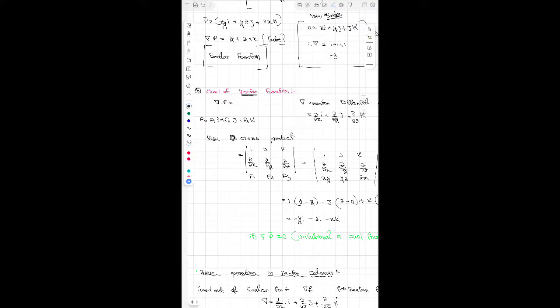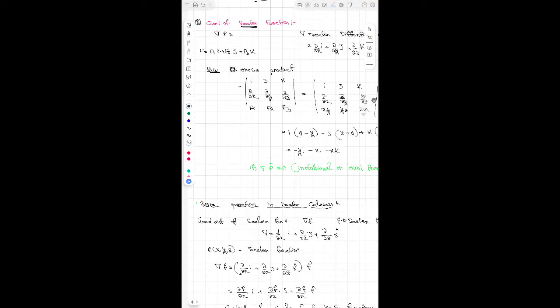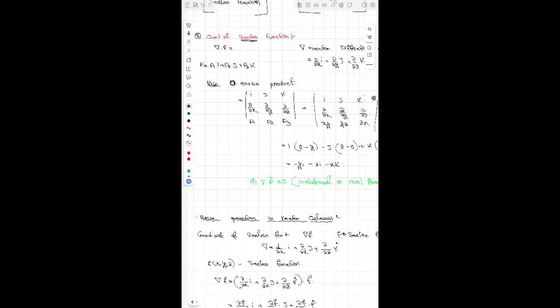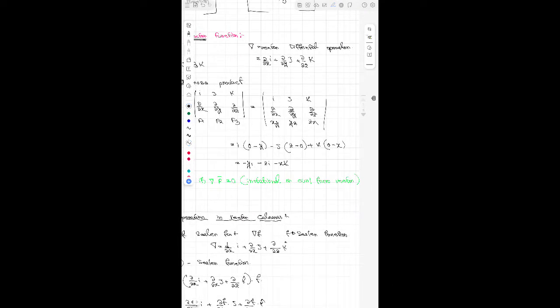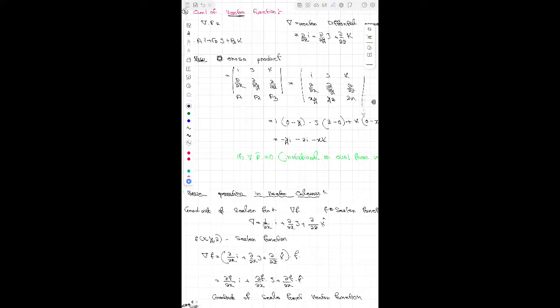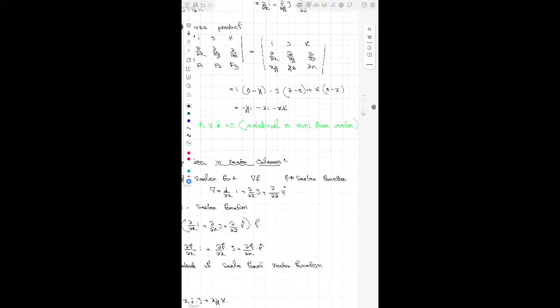Then f, we can see f1 i plus f2 j plus f3 k, that we also know. Then the cross product, that is the curl of the vector. How are we taking the cross product? From i j k we get the determinant, and from the determinant we get the components. Then del dot f is irrotational or curl free.